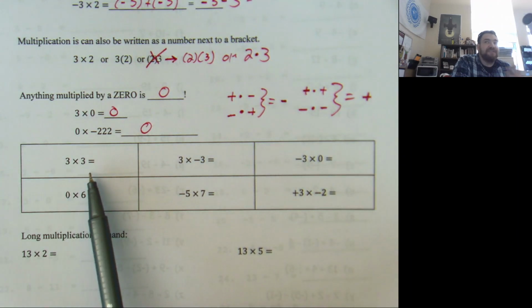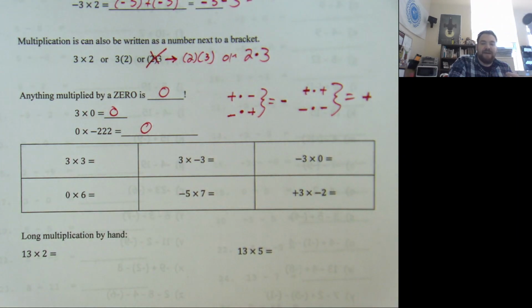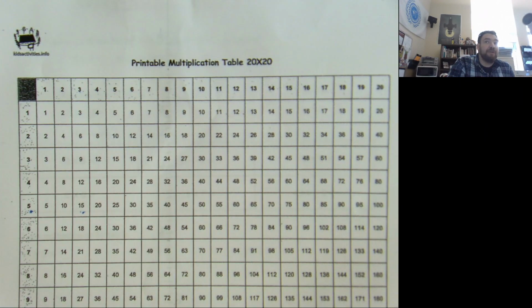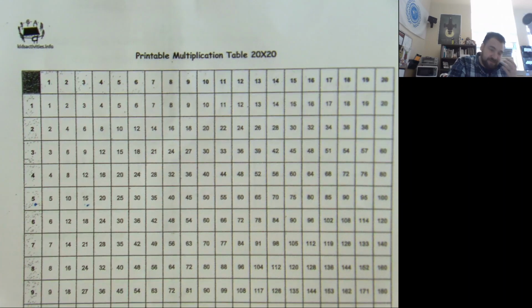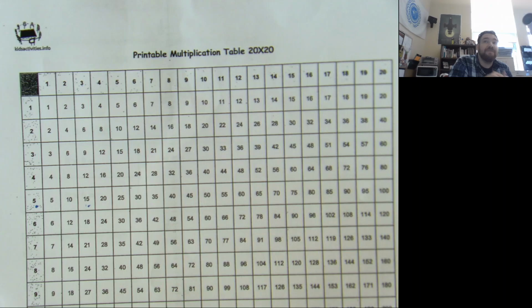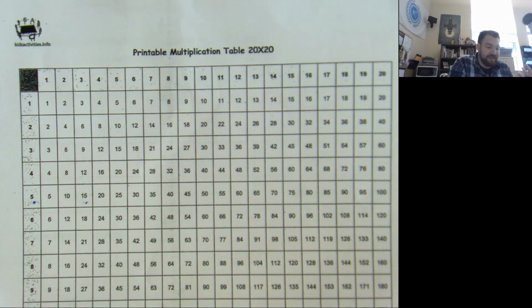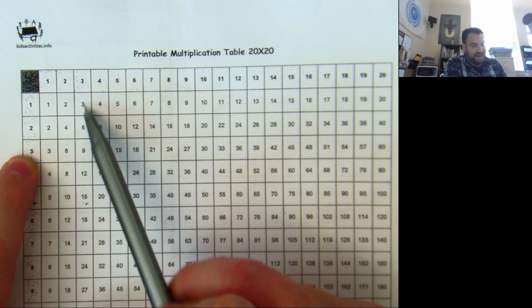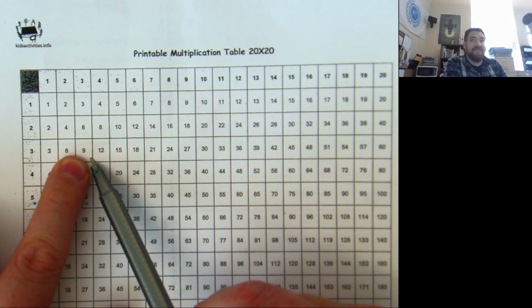If for whatever reason any of these math facts have eluded you, you all have a printable multiplication times table. If you have never seen one of these things before, please let me know, but they're relatively easy to use. If I'm multiplying 3's, I find the value on the top, I find the value on the side. Where they meet is that value.